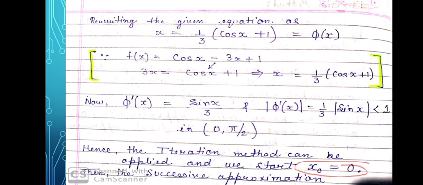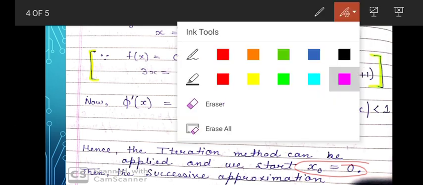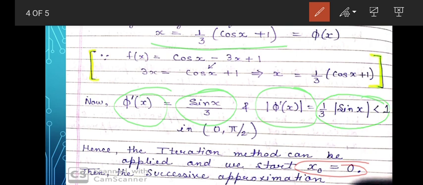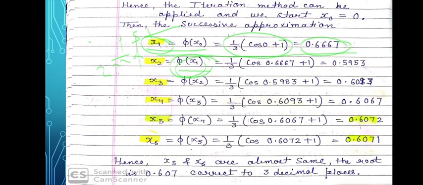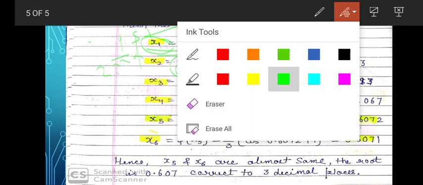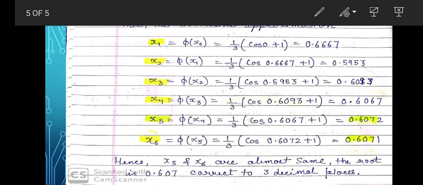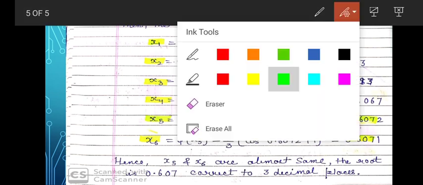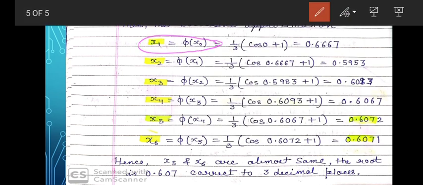First, I have written this whole function in terms of x, and afterwards I have differentiated. After differentiating, I have found the value of mod phi'(x). If the value is less than 1, then only the iteration method is applicable, otherwise it is not applicable. Now afterwards, with the help of that formula, I am finding the approximate value. Here I have selected x1 equal to phi(x0), because if here it is 1, then here it should be 0.